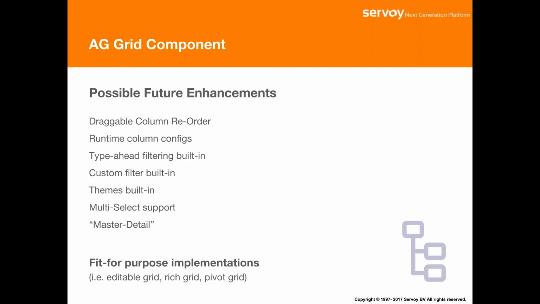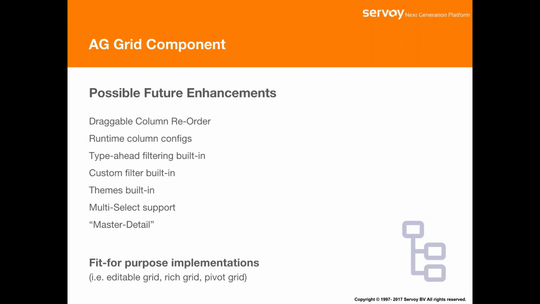So possible extensions that we can do based on this library to this component, or additionally other components. Draggable column reorders should be possible. Runtime column configuration, so being able to have a chooser and say, I want these fields, I want to hide this field, that sort of thing. Type ahead filtering built into the column headers, so that I could just quickly type a few keystrokes and see the grid winnow down the results.